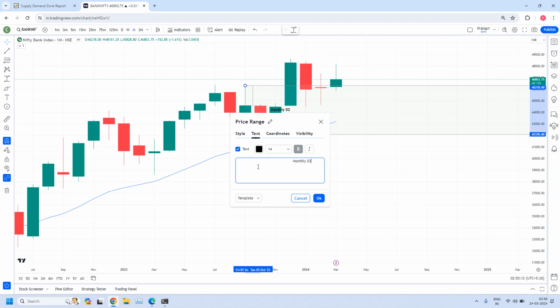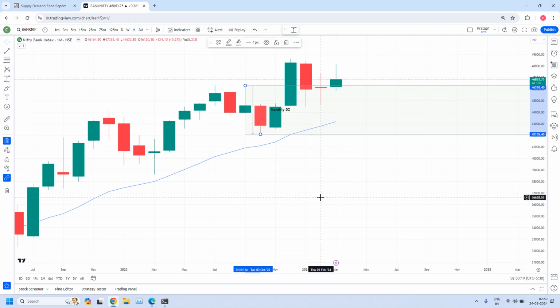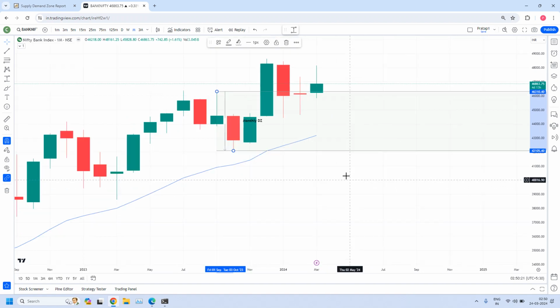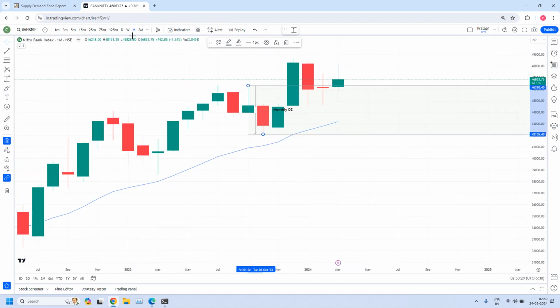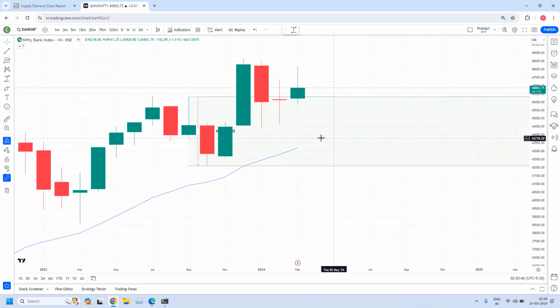So monthly and weekly, up to weekly, whether it is normal or high liquidity, it doesn't make much difference for our analysis. But daily onwards, definitely some differences we can see, we can experience. So now I am changing to weekly time frame. And one more thing, this is an all-time high demand zone because it doesn't have any supply zone. And another important point is this monthly demand zone is having monthly EMA confluence.